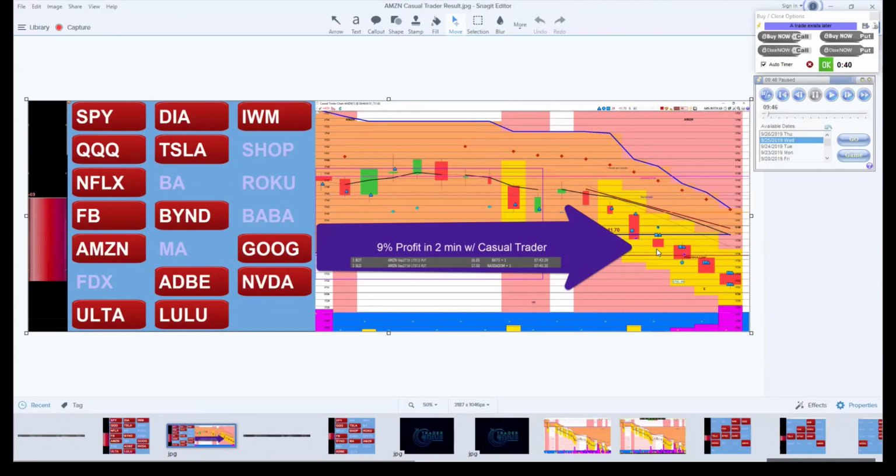I don't care. But Justin, you and I have talked so many options trades over the weeks and months. I don't care that it kept going on. 9% in 2 minutes. Good luck finding that elsewhere.